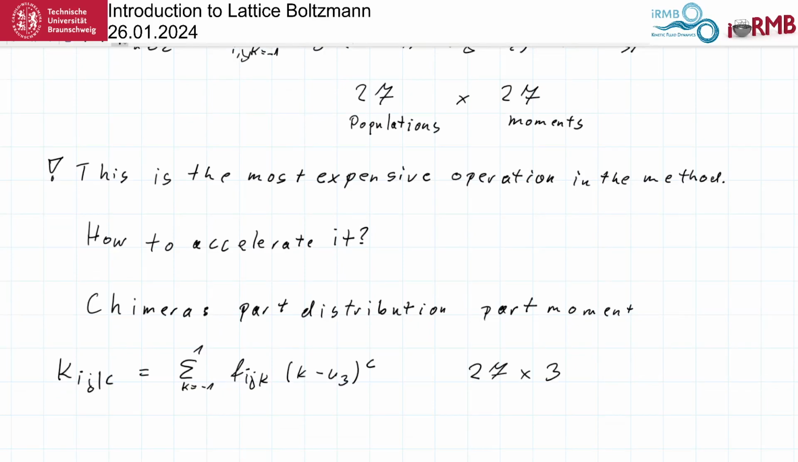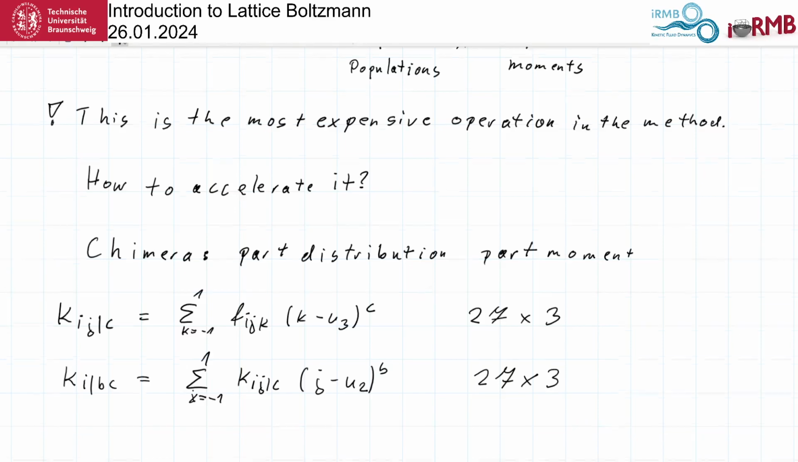So once you have these, you can do the similar thing over the direction B. So we have already B and C, they're already here. And we do a summation now over J, J equal to 1, over K, Ij and C, and this is J minus U2, and this by B. And again, you have 27 times 3.